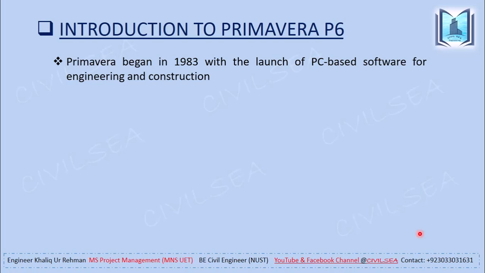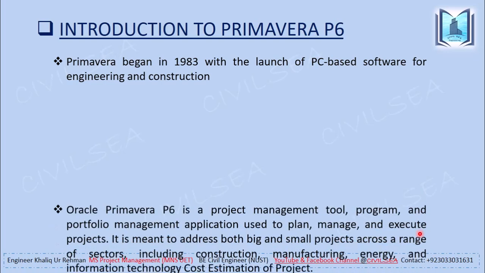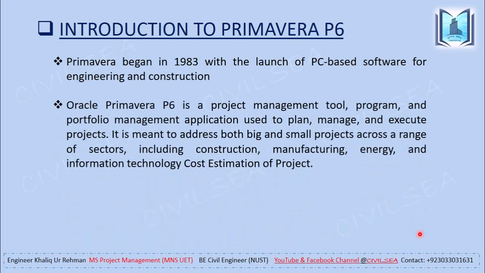Primavera began in 1983 with the launch of PC-based software for engineering and construction. Oracle Primavera P6 is a project management tool, program and portfolio management application used to plan, manage, and execute projects. It is meant to address both big and small projects across a range of sectors, including construction, manufacturing, energy, and information technology, including cost estimation of projects.